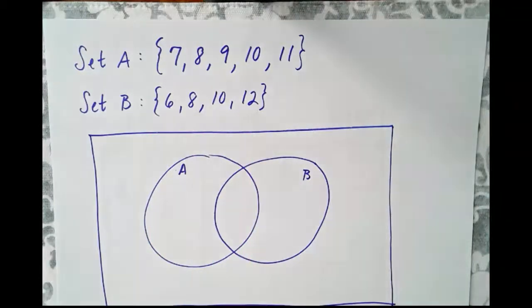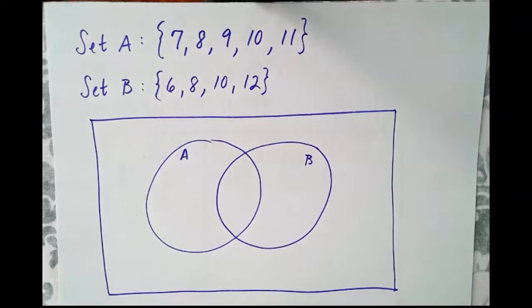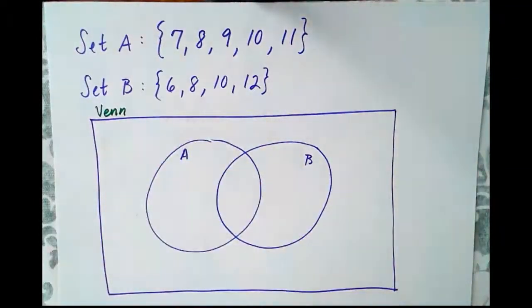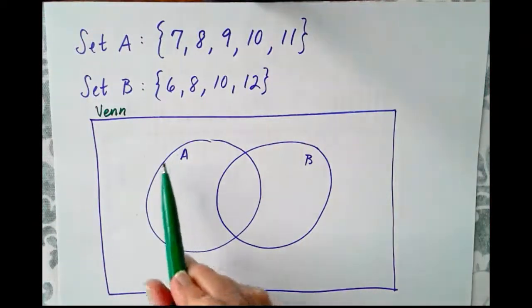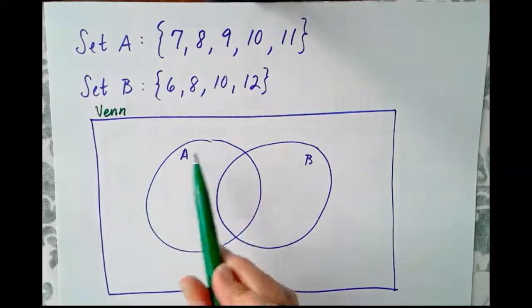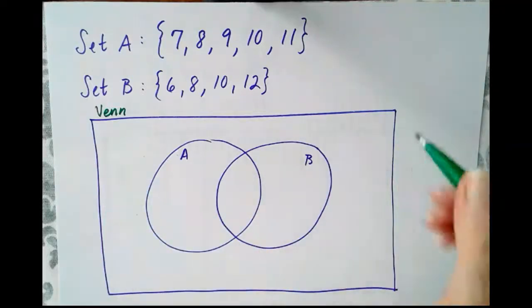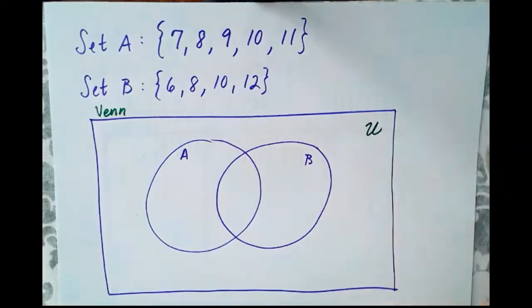A good way to see the union and the intersection of two sets is to put the numbers into a Venn diagram. So V-E-N-N, Venn diagram, German mathematician from long ago. So set A is going to be in this circle. Set B is going to be in this circle. And the box actually represents the universal set. So we'll get into that a little bit more in class.